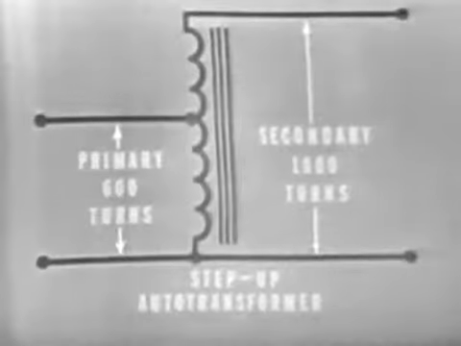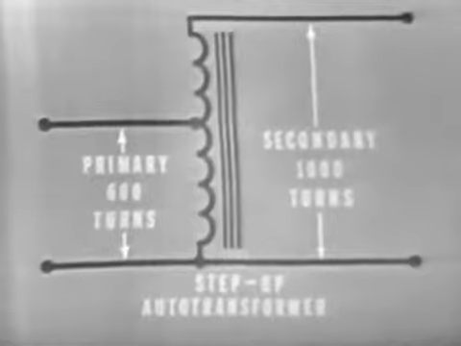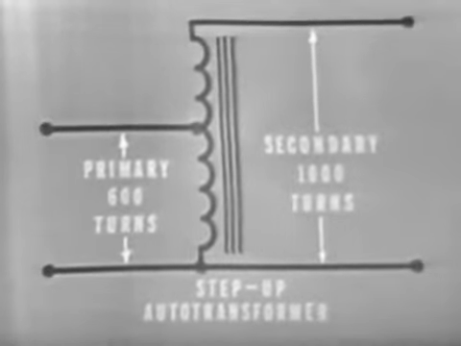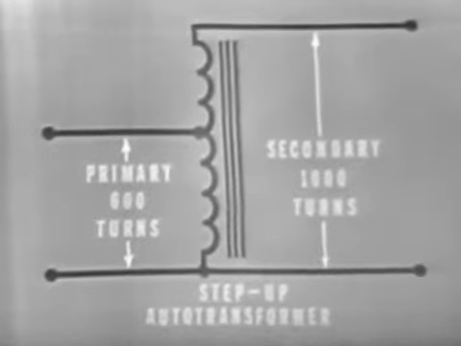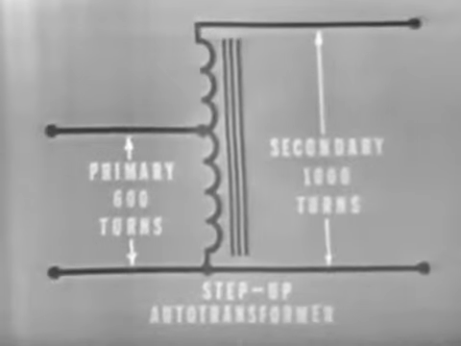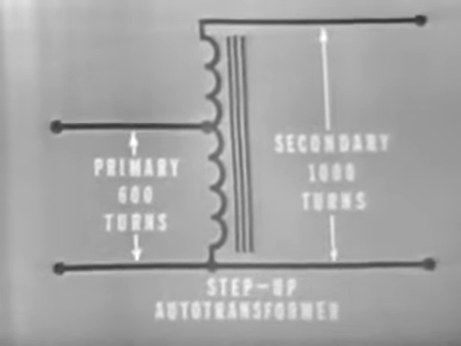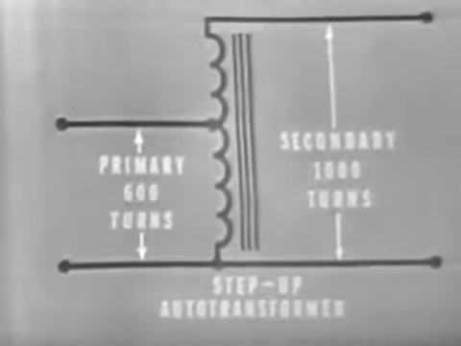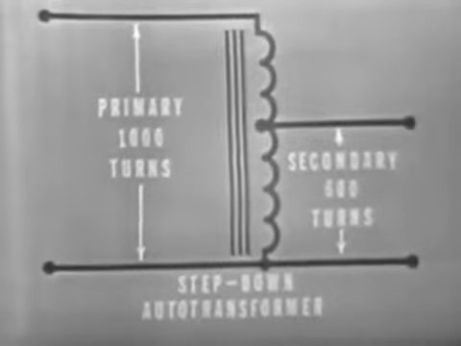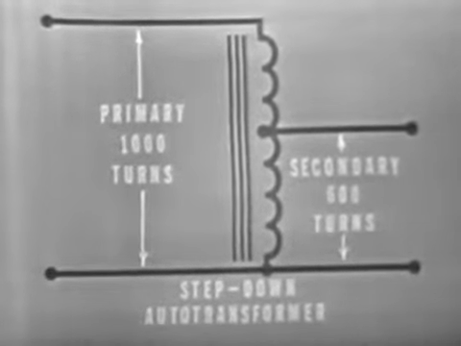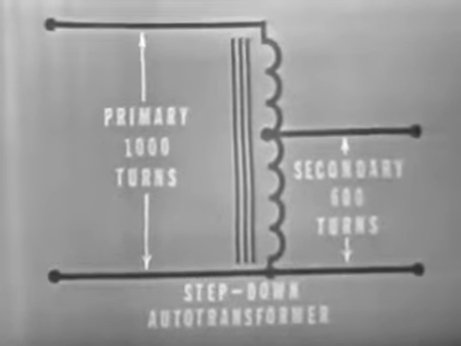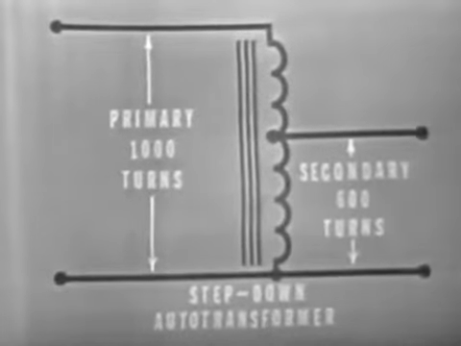Now, a special type of transformer which uses only one winding for both the primary and the secondary coils is the auto transformer. In addition, an auto transformer can be used either as a step-up or as a step-down transformer. When used as a step-up transformer, all of the primary winding is part of the secondary winding. Here you see that the winding has a total of 1,000 turns. 600 of these turns serve as the primary, while the entire 1,000 turns serve as the secondary. Now, when an auto transformer is used as a step-down transformer, all of the secondary winding is part of the primary winding. Here we see now that the entire 1,000 turns are serving as the primary, while only 600 are serving as the secondary.